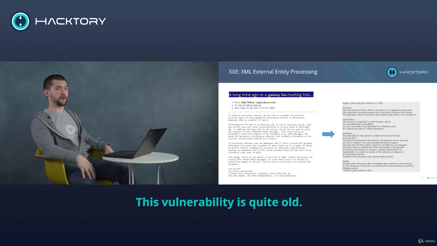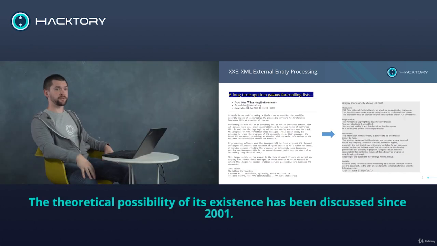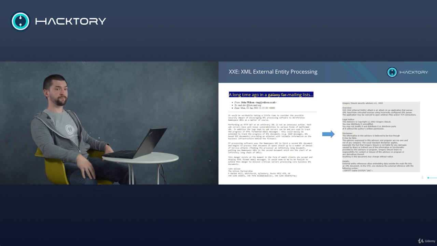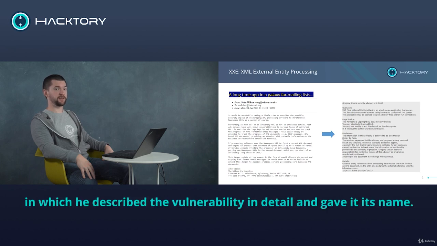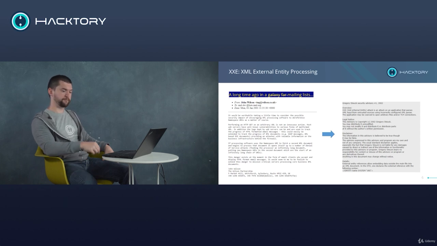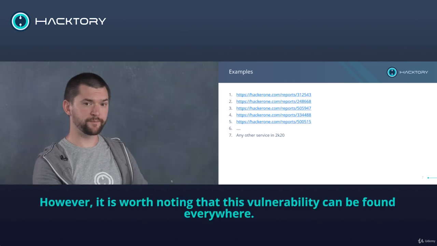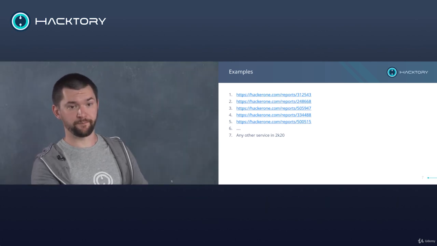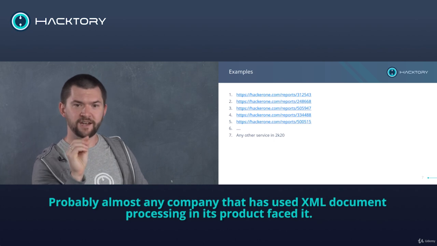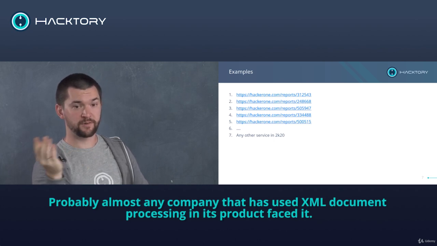The vulnerability is quite old. The theoretical possibility of its existence has been discussed since 2001. In 2002, one of the researchers published a paper in which he described the vulnerability in detail and gave it its name. However, it's worth noting that this vulnerability can be found everywhere. Probably almost any company that has used XML document processing in its product faced it.